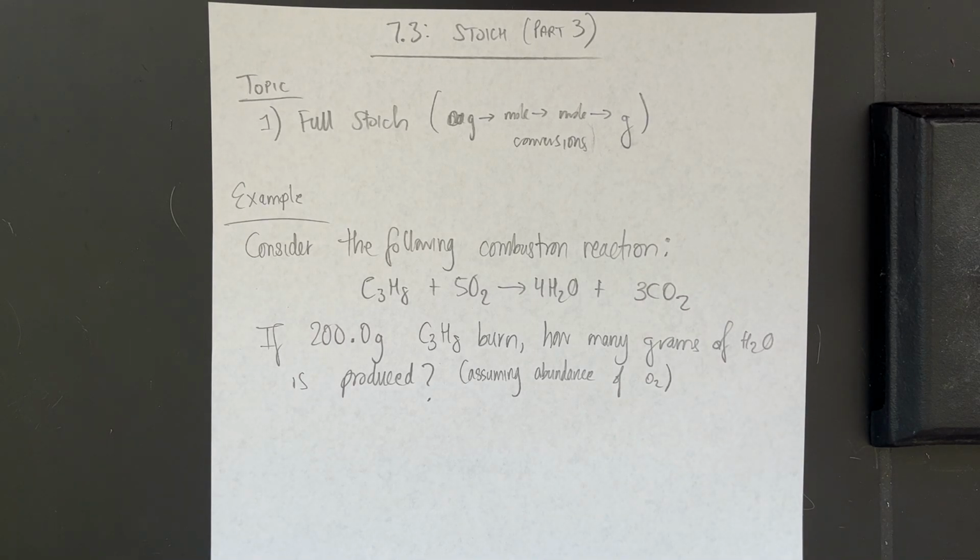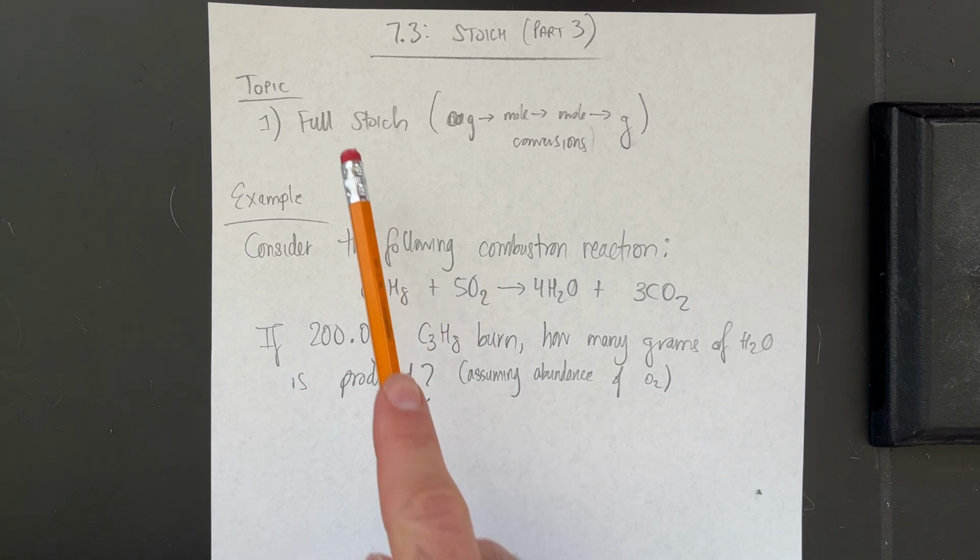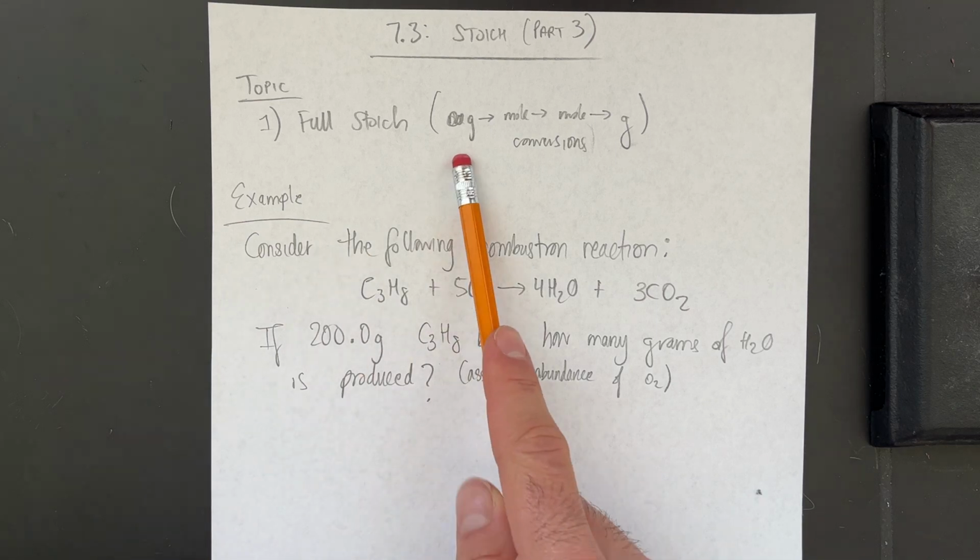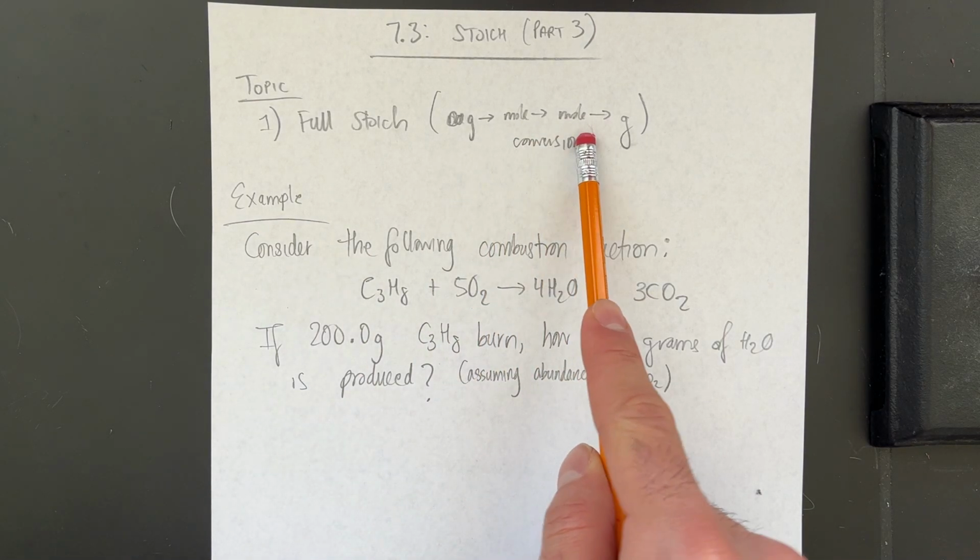All right, so here's 7.3. This is full stoichiometry. So we've built up to this point where in 7.1 we learned about mole ratios. In 7.2 we learned basic stoichiometry mole-to-mole conversions. In 7.3 what we're going to be doing is full stoichiometric conversions. We're going to be going from grams to moles to grams.